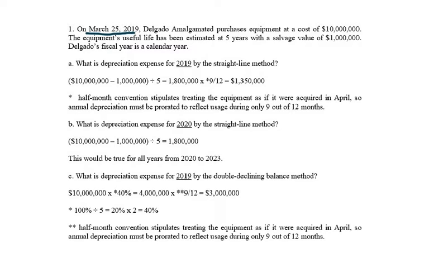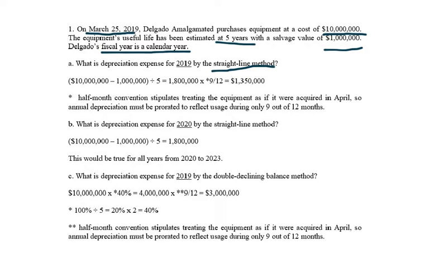We're going to do that first year of depreciation. So they're going to purchase equipment with a cost of $10 million. Okay, I'll correct that immediately. Try again. 10 million, there we go. Useful life is 5 years, salvage value is $1 million. And again, fiscal year is a calendar year. So in other words, just January 1 through December 31st. So first I want to know depreciation expense for 2019 by straight line.